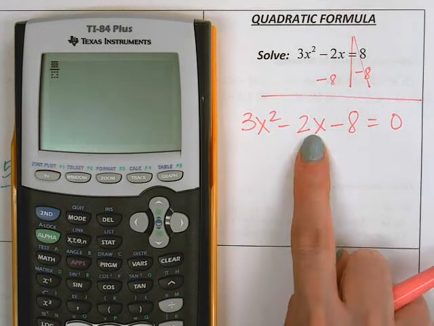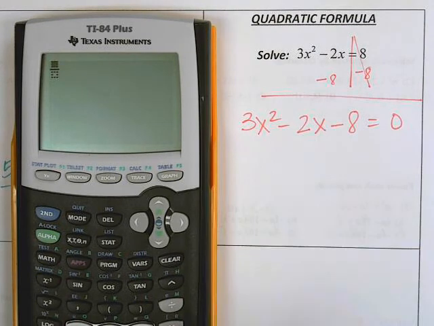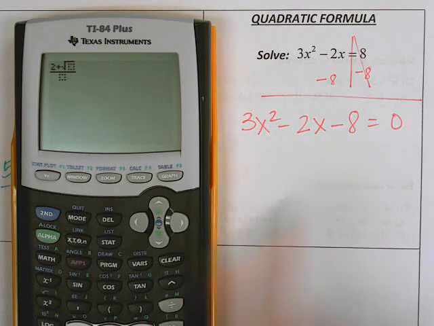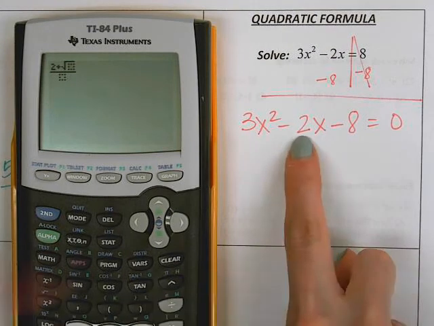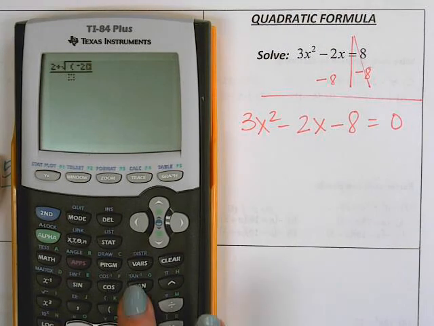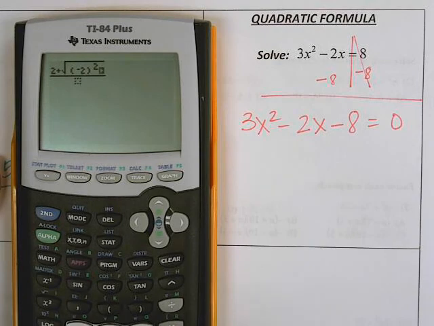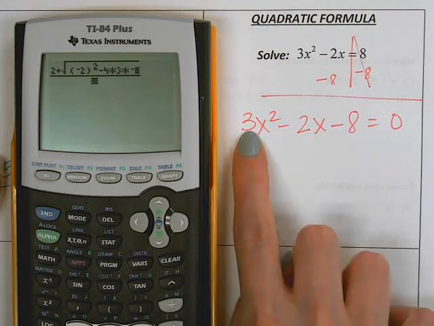So negative b. A negative is now positive. Plus square root. B squared. If it's negative, you need parentheses before you square it. Minus 4ac. 4 times 3 times negative 8 all over 2 times a.